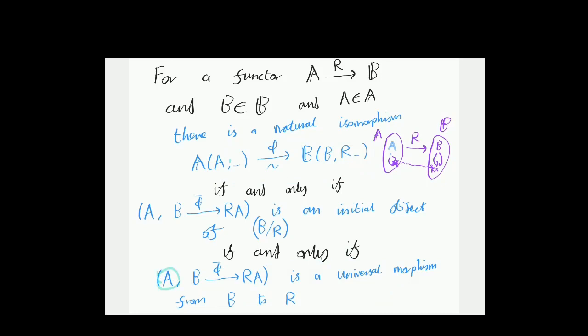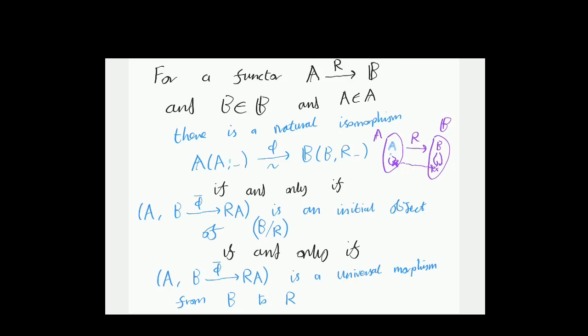capital A, this object of script A, together with phi bar, where phi bar is the element corresponding to phi via the Yoneda lemma, well, these two things, A and phi bar together, constitute a universal morphism from capital B to this functor R. Okay, so this is really, really deep because it's basically giving us another way to think about universal morphisms.